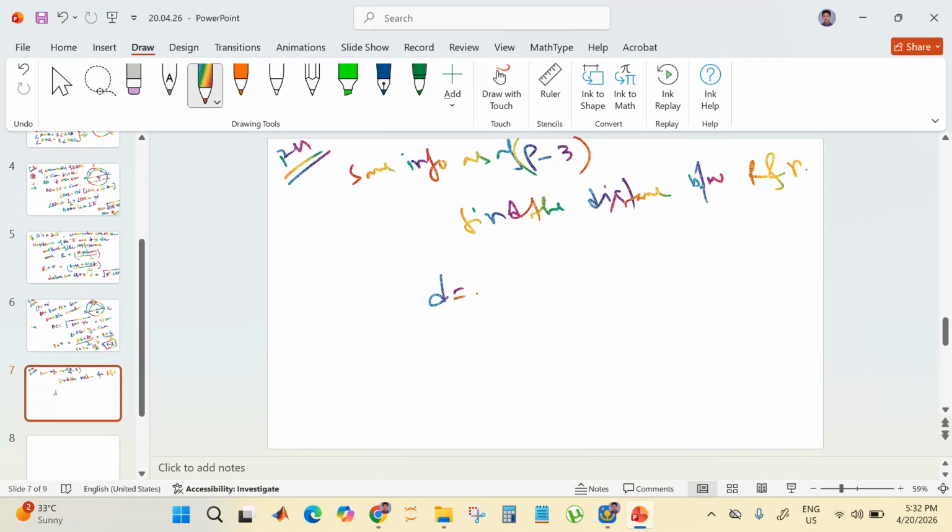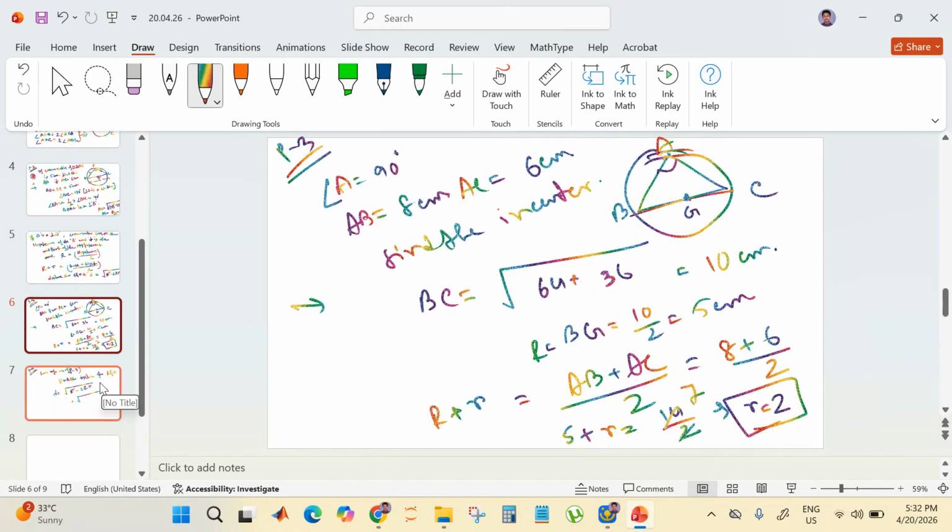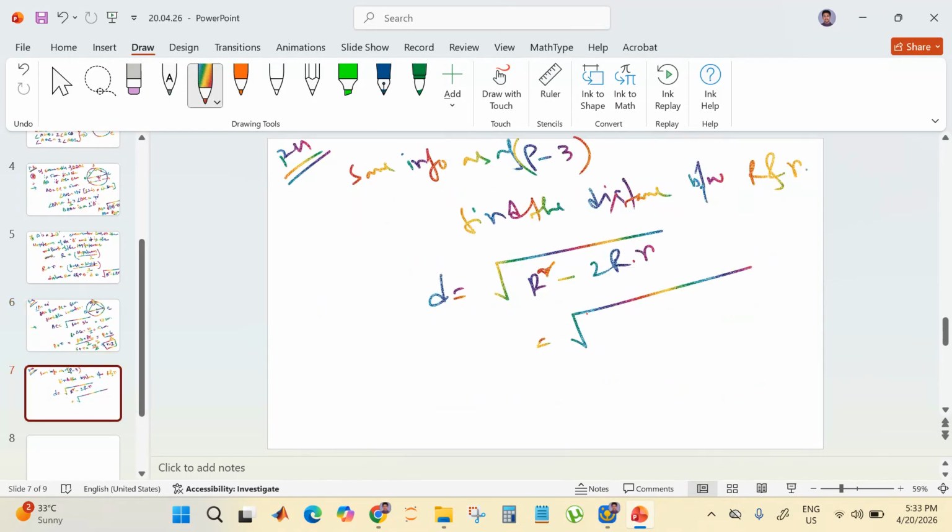Okay, that is D. D equals root over of R square minus 2 into R into r. R square, what is R? R basically, from the last problem you can find it is 5. That is 25 minus 2 into 5 into, what is small r? Small r is 2. So 25 minus 20, root 5. Root 5 centimeter will be the distance between incenter and circumcenter.